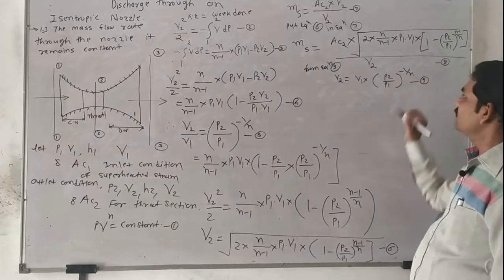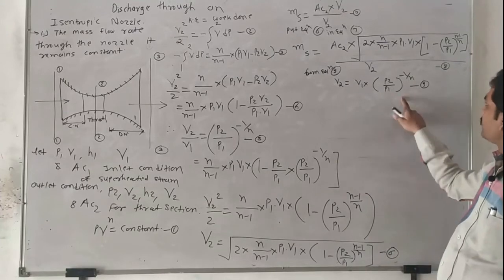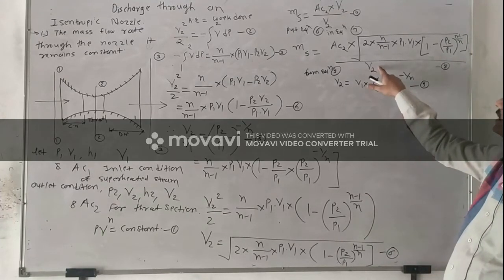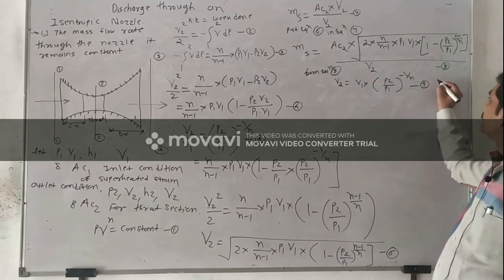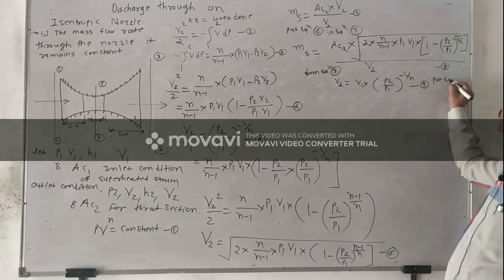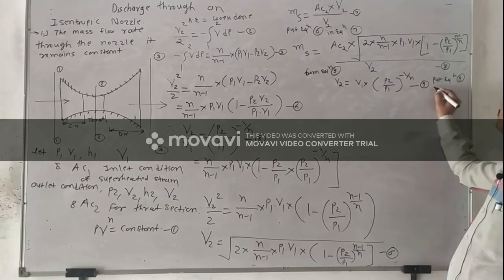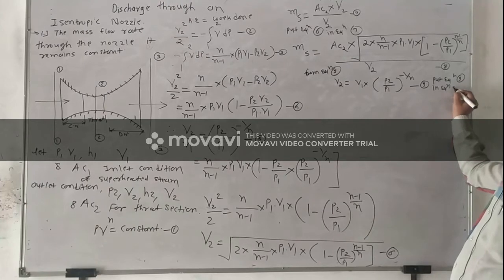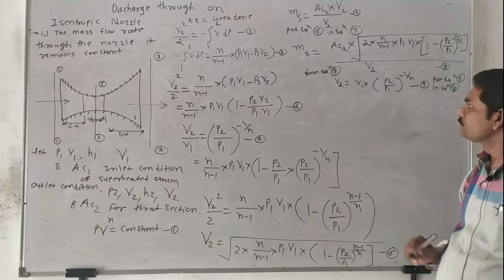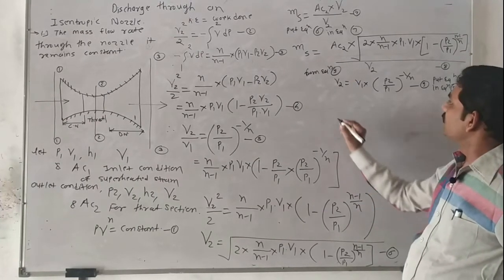Suppose this is equation number 9. So put equation 9 in which equation? In equation number 8. So here put equation 9 in equation number 8. So what does equation number 8 become?